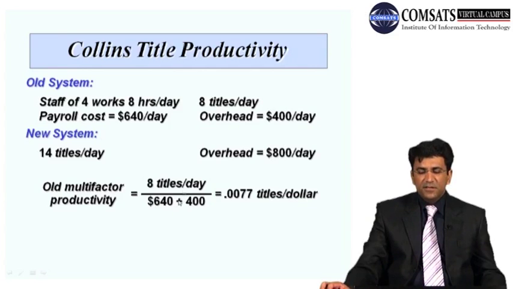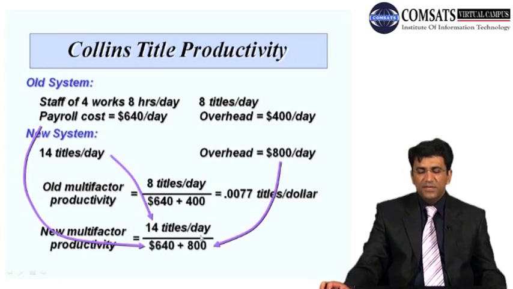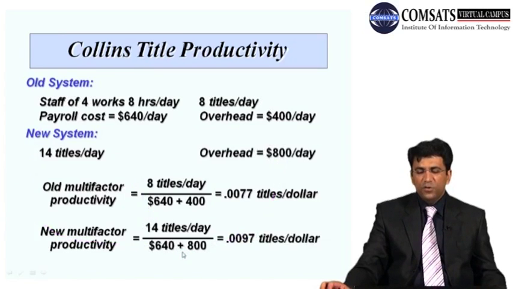and in this case the output remains the same. Now if we calculate the multi-factor productivity for the new system, it will be equal to 14 titles per day, that is the new output for the new system, divided by the expense, that is $640 plus overhead expense $800, because the overhead expenses increased to $800 for the new system. So this is our new productivity.